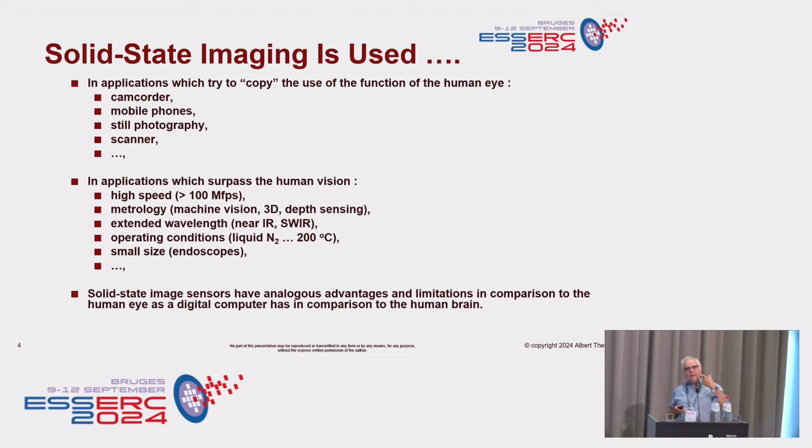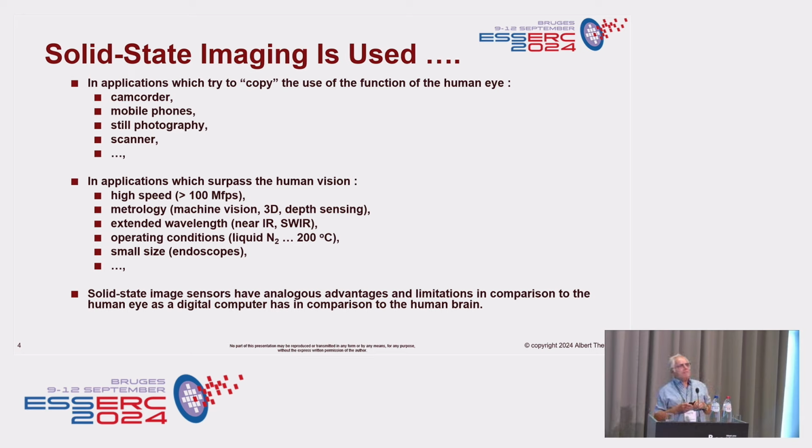Metrology: we cannot do any absolute measurement with the human eye. And basically, that's the only thing that the camera does. It is measuring how many photons come in during a particular amount of time. We only do absolute measurements with our image sensors. Extended wavelength: the human eye is very limited, but silicon covers a much broader spectrum.